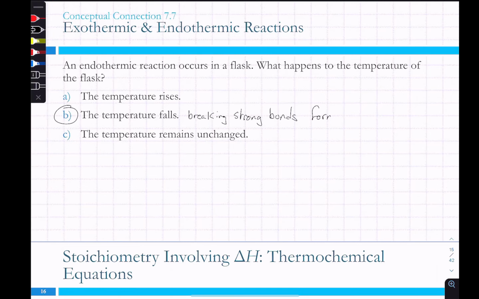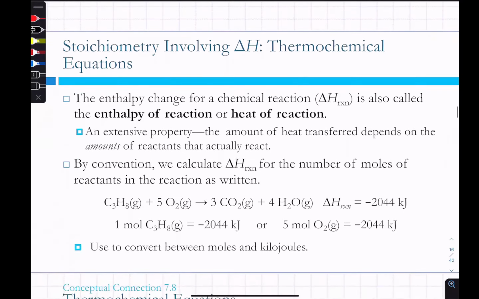And forming weak bonds. This hints at why endothermic reactions are very rare, because why would you spontaneously break a strong bond and form a weaker bond? That's a question that I don't think we really answer here. It has to do with entropy and the eventual heat death of the universe. So if you want to know more about that, look up entropy.